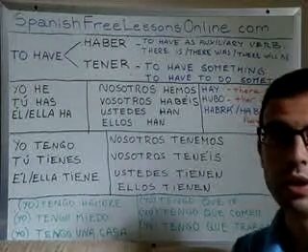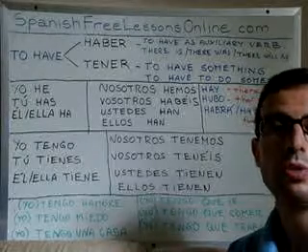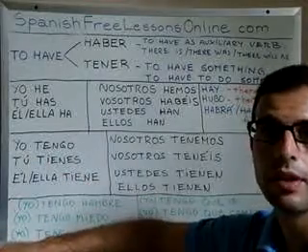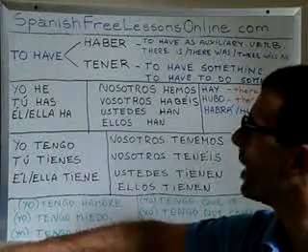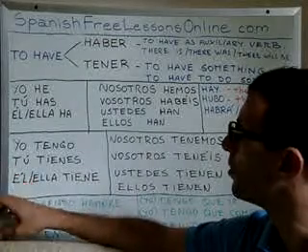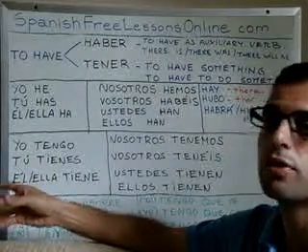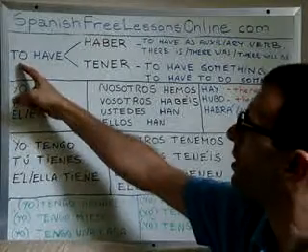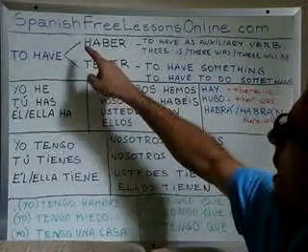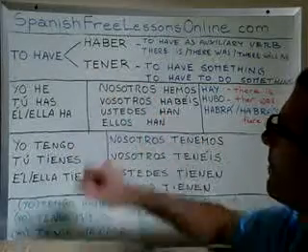Now we will learn the two verbs that correspond to the English verb to have, right? In Spanish, we have two verbs that correspond or translate to the different functions that the verb to have has. In Spanish we have haber and tener.